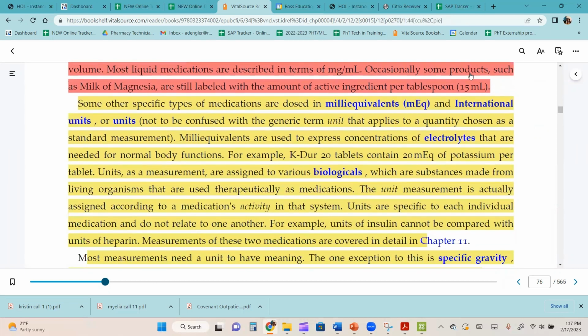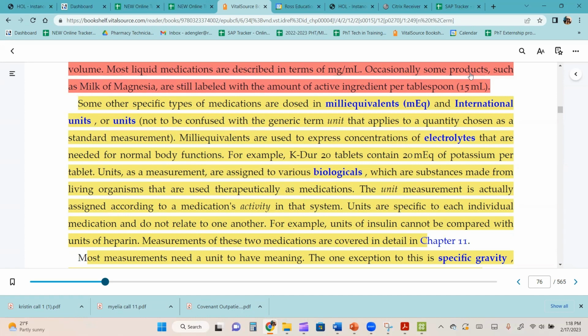Some other specific types of medications that we dose in are milliequivalents and international units, or units. Milliequivalents are used to express concentrations of electrolytes that are needed for normal body functions. For example, K-Dur, which is potassium, 20 tablets contain 20 milliequivalents of potassium per tablet.